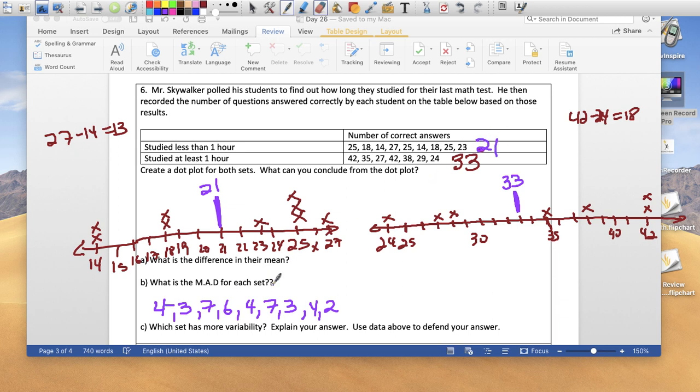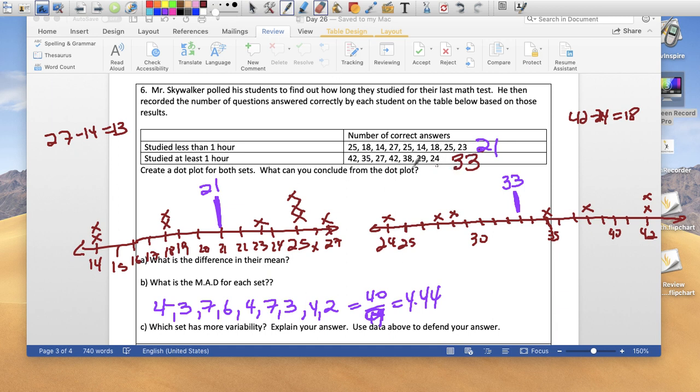So now you have to add them and divide by 9 again. So we got 4 plus 3 plus 7 plus 6 plus 4 plus 7 plus 3 plus 4 plus 2. You got 40. So that 40 divided by 9. So their MAD is 4.44. Now here, the other guys, I'm just keeping in red.